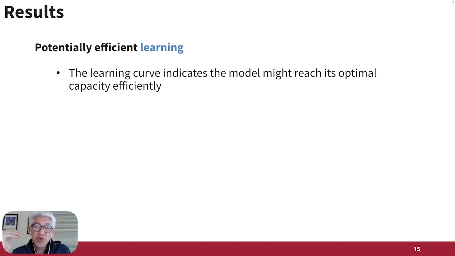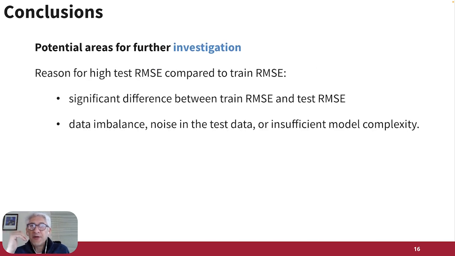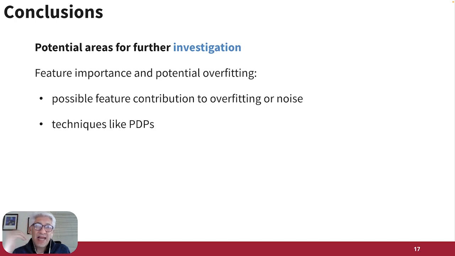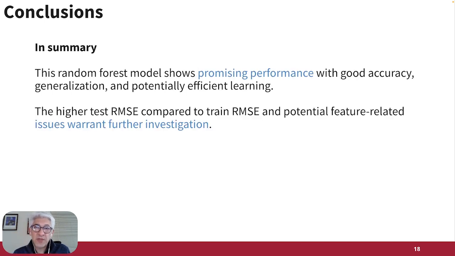Now, our conclusions. While the model performs well overall, the significant difference between train and test RMSE warrants further investigation. This could be due to factors like data imbalance, noise in the test data, or insufficient model complexity. Analyzing feature importance could reveal if certain features contribute to overfitting or noise in the model. Techniques like partial dependence plots could be used to understand how individual features influence the predictions.